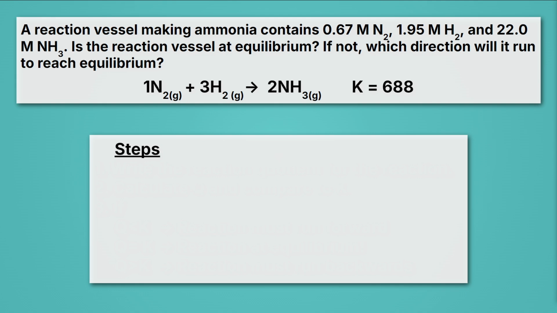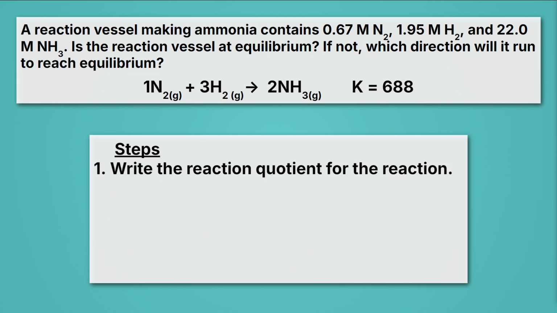Okay, well, let's go through the steps here. First, we want to write the reaction quotient for the reaction. Remember, that kind of monitors our reaction progress. Then we'll calculate Q and we'll compare it to K.